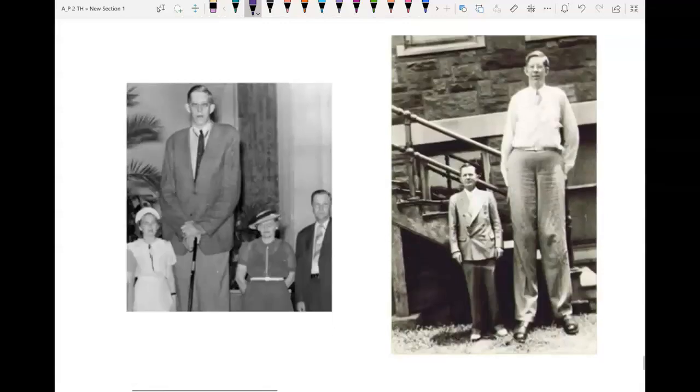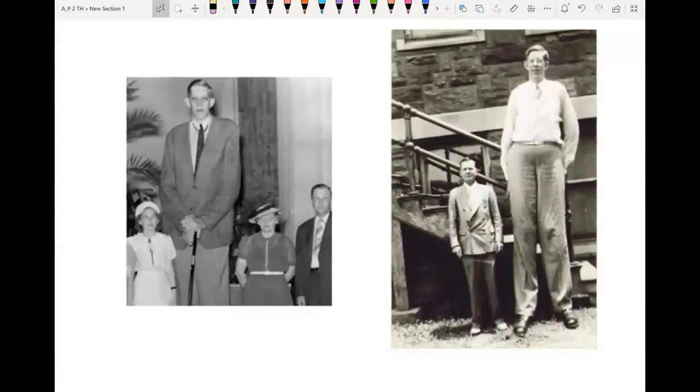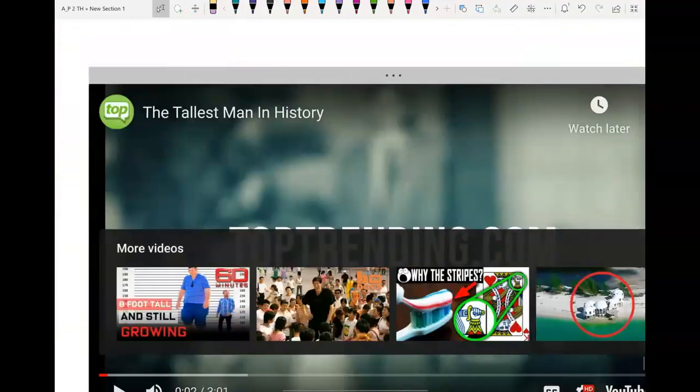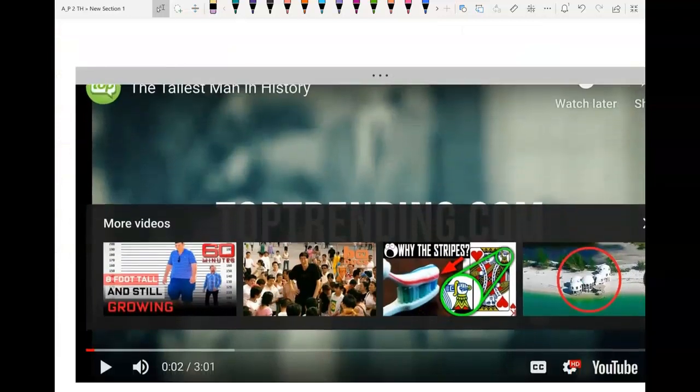The world record for the tallest person ever is Robert Wadlow. He is from Alton, Illinois. He lived in the early 1900s, and he had gigantism. So his pituitary gland secreted too much growth hormone, and he grew to be almost 9 feet tall. Not quite, but almost. Here's an interesting little video that tells some more about Robert Wadlow.